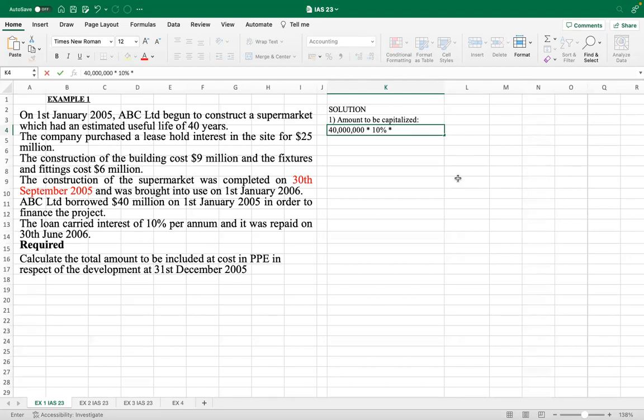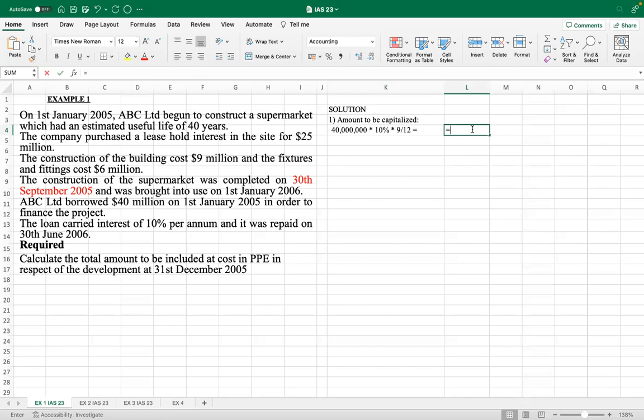From January to September, those are 9 months. So you will prorate it to 9/12 because capitalization stops immediately construction ends. So in that case, the amount to be capitalized, you take the 40 million times 10% times 9 divided by 12. So we get 3 million. 3 million is the amount to be capitalized.